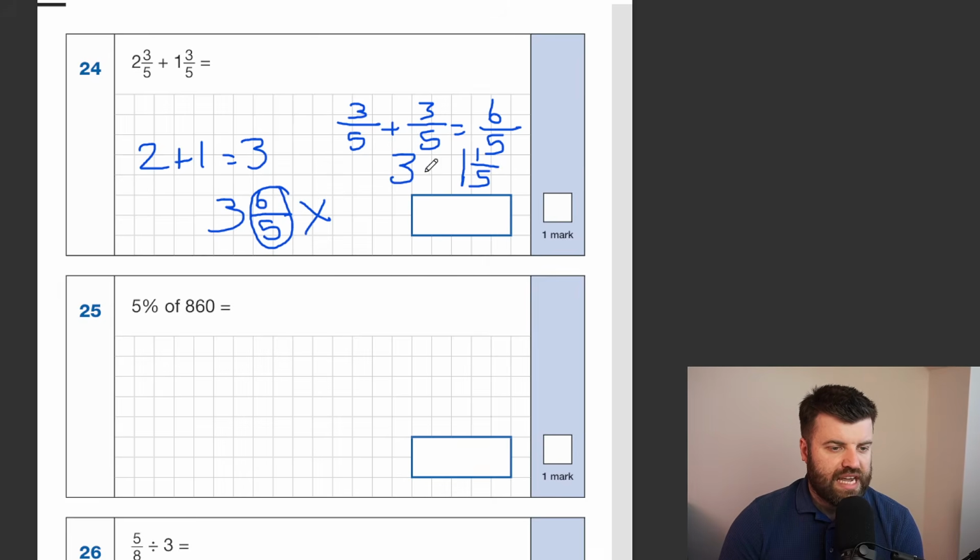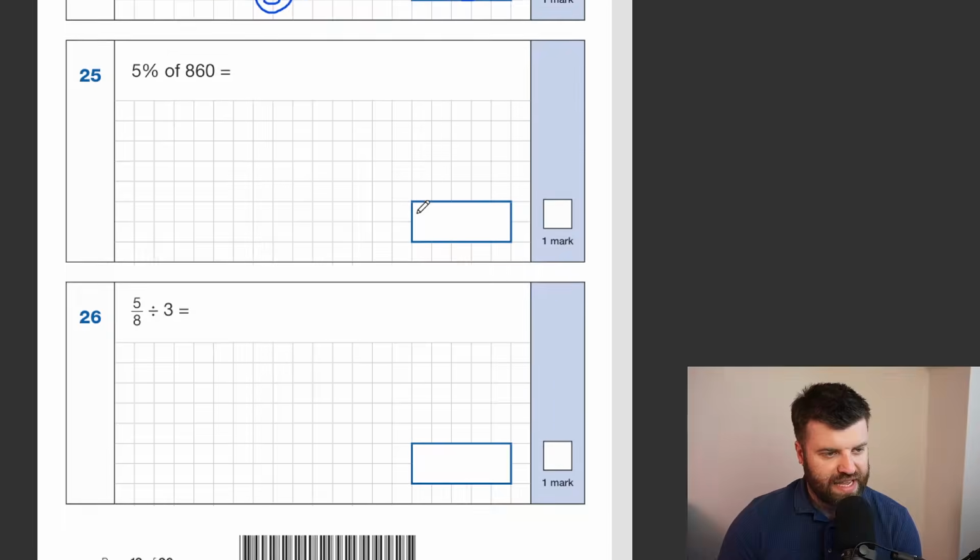So really what we've got here is 3 plus 1 whole and 1/5, which gives us 4 wholes and 1/5 left over, just like that. Well done for getting that one.